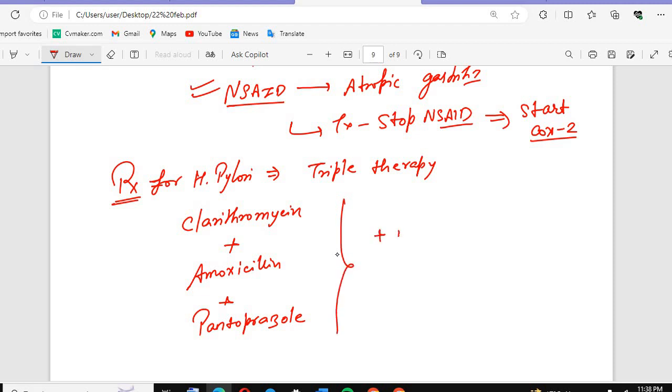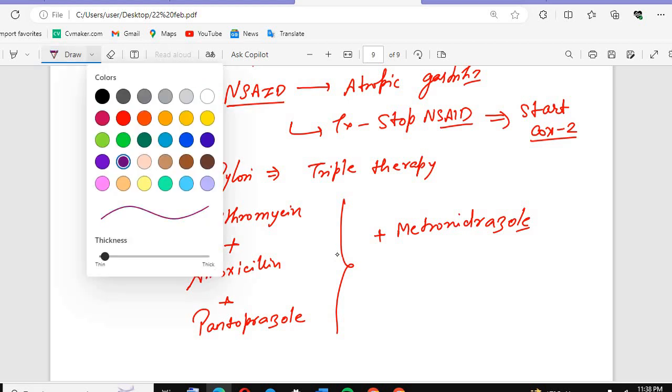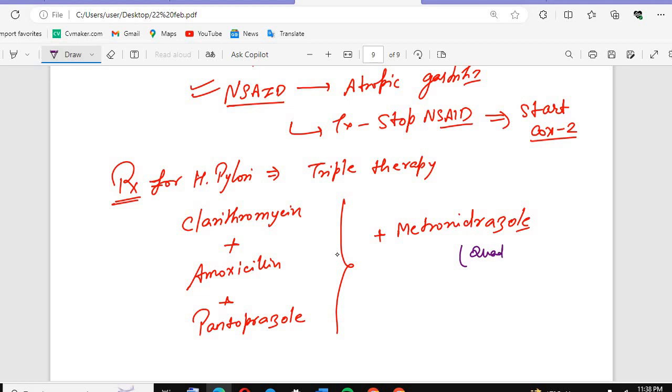Along with that, we give metronidazole, and when we give metronidazole, it becomes the quadruple therapy. When we add metronidazole, it becomes quadruple therapy. This one you should remember. Along with that, we can give antacids so that they can protect the mucosal wall from the hydrochloric acid, from the HCl secretion.